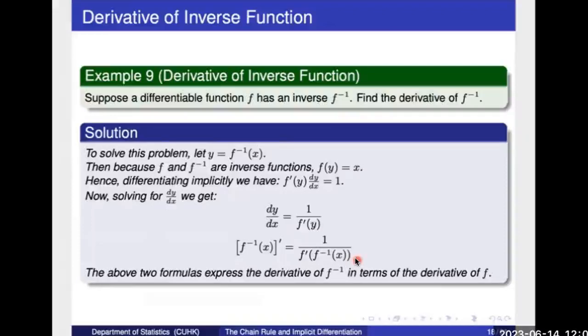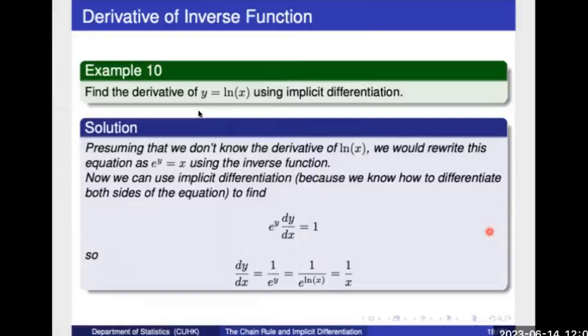Let's take a look at some examples where we can use implicit differentiation to find derivatives of inverse functions. First, find the derivative of y equals natural log of x using implicit differentiation. Presuming that we don't know the derivative of natural log of x, we would rewrite this equation as e to the power y equals x using the inverse function. Now we can use implicit differentiation to find e to the power y times dy/dx equals 1, so dy/dx equals 1 over e to the power y, which is equal to 1 over e to the power natural log of x, which is equal to 1 over x.